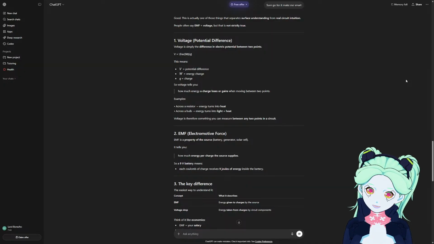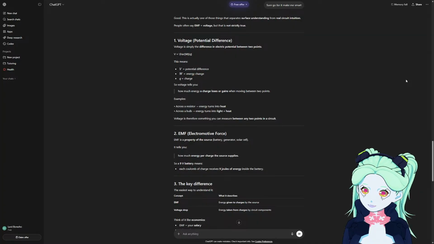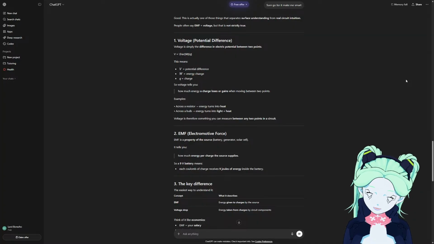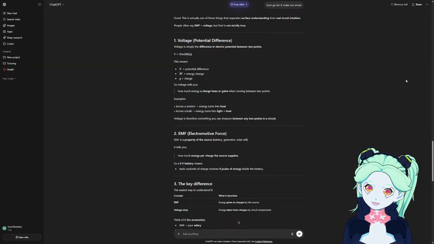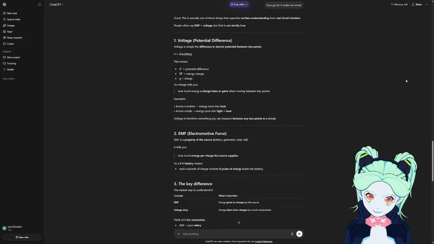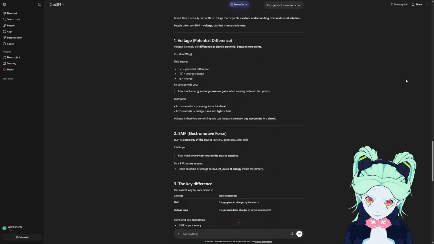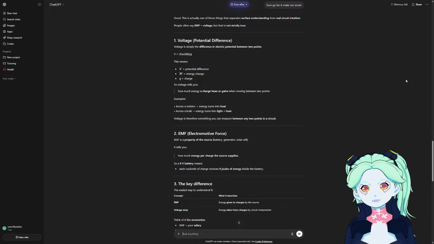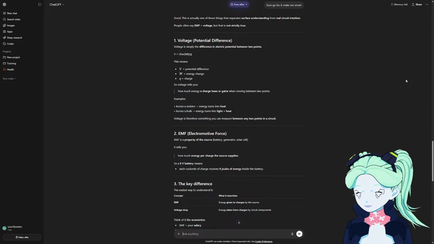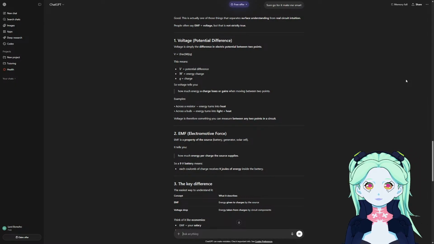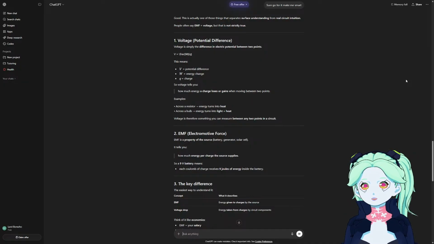But EMF is a property of the source: a battery, generator, or solar cell. So it's not the same as potential difference, because it's not the difference between 2 points. It tells you how much energy per charge the source supplies. So a 9-volt battery is a property of the source. EMF is how much energy per charge is supplied to charges, while potential difference is the difference in electric potential between 2 points, which are very different things.